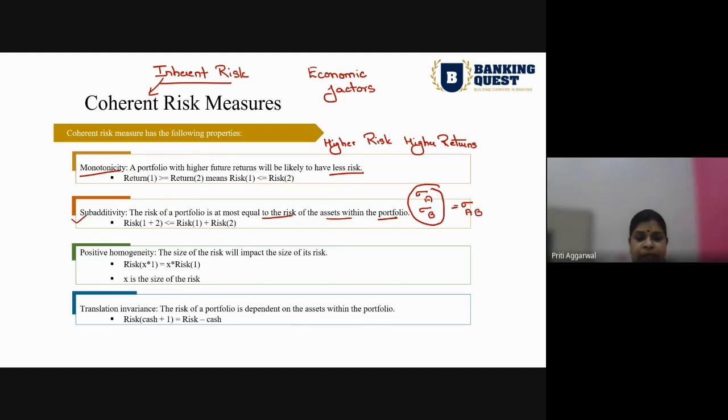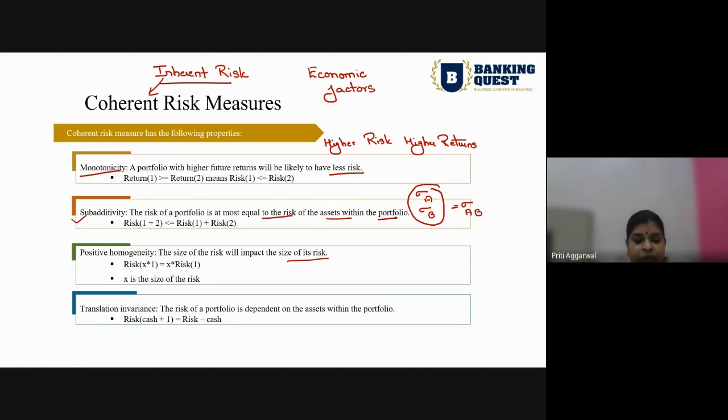Positive homogeneity, what it says is the size of the position will impact the size of its risk, right? That means whatever X is, let's say, the risk, that will be the size of its risk. That means it will be added that many times, right?